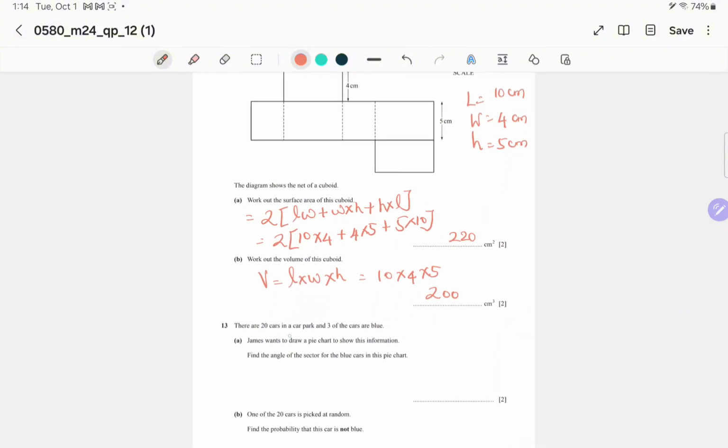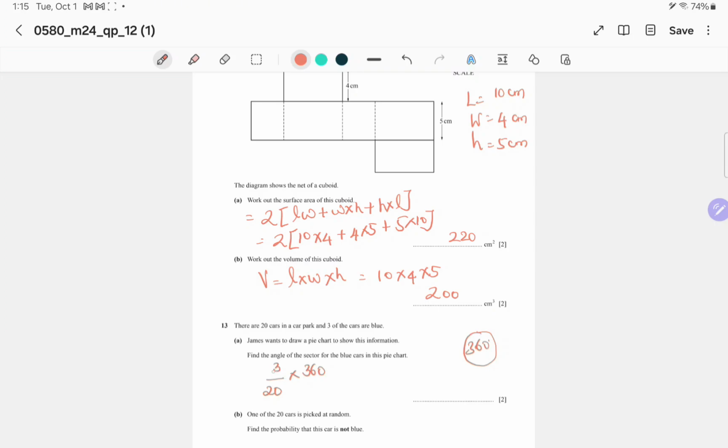There are 20 cars in a car park and 3 of the cars are blue. First part of the question: James wants to draw a pie chart to show the information. Find the angle of the sector for the blue cars in the pie chart. For a pie chart, it is 360 degrees. He has to find out the total number of cars, which is 20, and out of them 3 cars are blue. So 3 by 20 into 360.